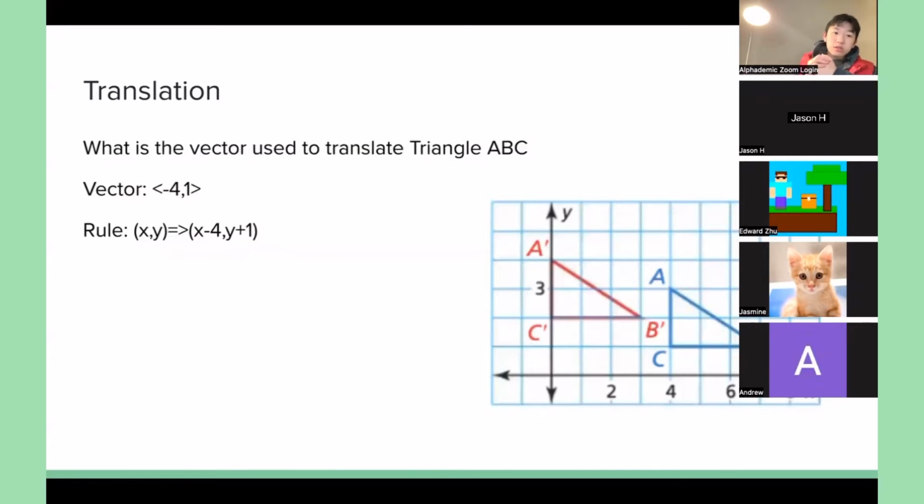So for translation, what is the vector used to translate triangle ABC? It would be vector (-4, 1), as you can see here, because for each of the points, we went to the left 4 and up 1 to get to our new translated points. Same for each of the other points. Great. And then for this one, we can say that the rule is (x, y) goes to (x - 4, y + 1).